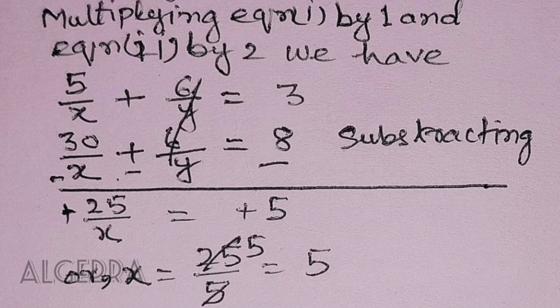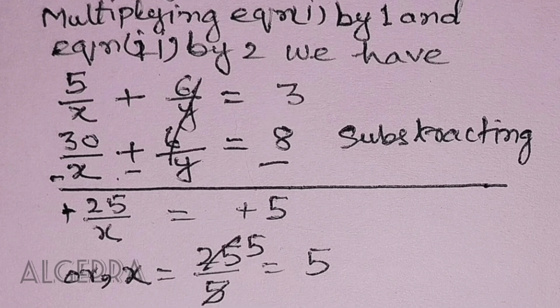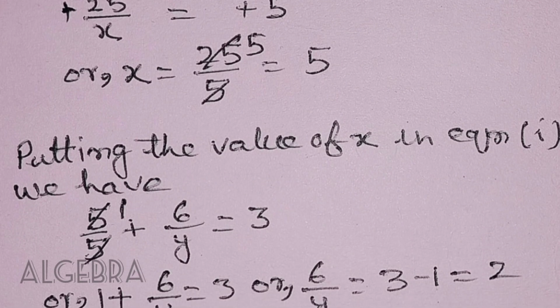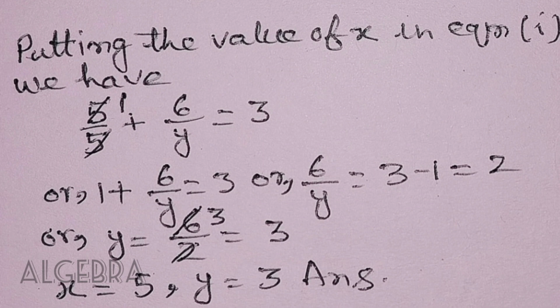Subtracting, -25/x = -5, or x = 25/5 = 5. Putting the value of x in equation 1, we have 5/5 + 6/y = 3, or 1 + 6/y = 3, or 6/y = 3 - 1 = 2, or y = 6/2 = 3. So x = 5 and y = 3. Answer.